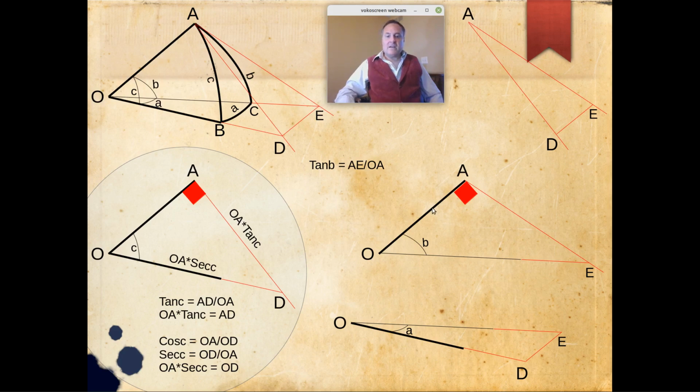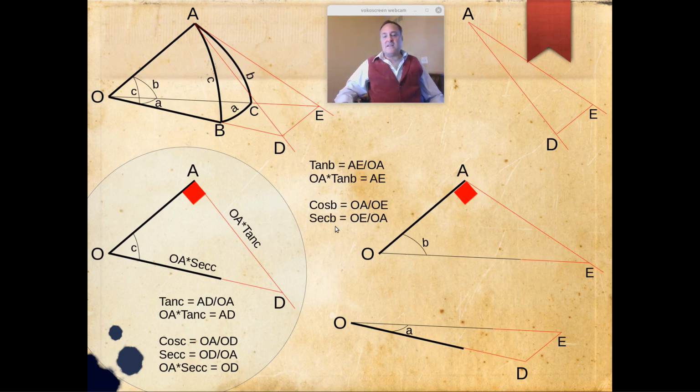Okay? So we decided that the tangent of B is that, and we multiply both sides by OA, and we get OA tangent B equals AE. And we've discovered side AE right here. All right? And then we can discover the cosine of B equal to the base over the hypotenuse. That's OA over OE.